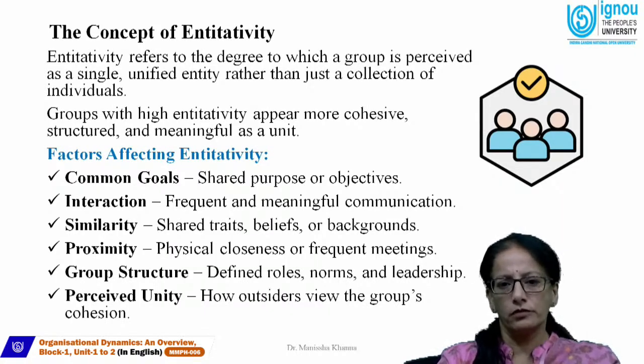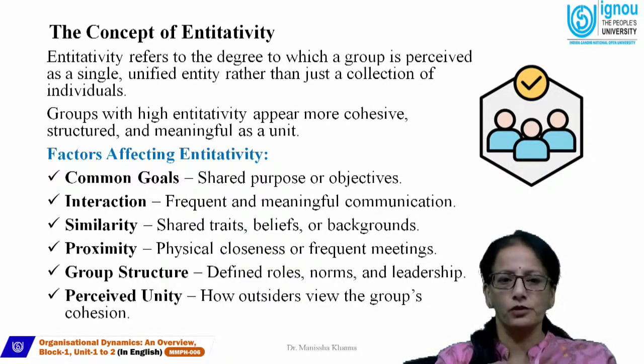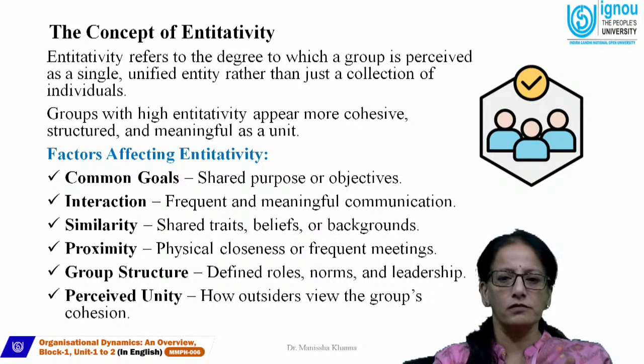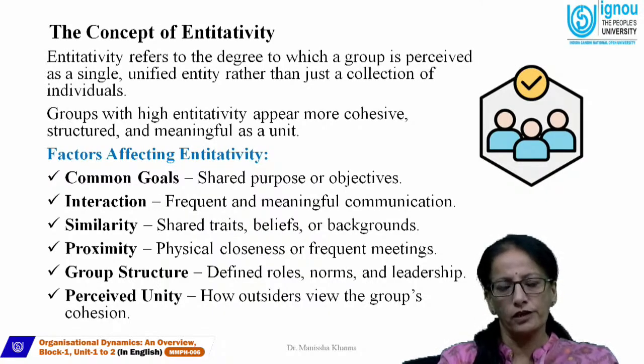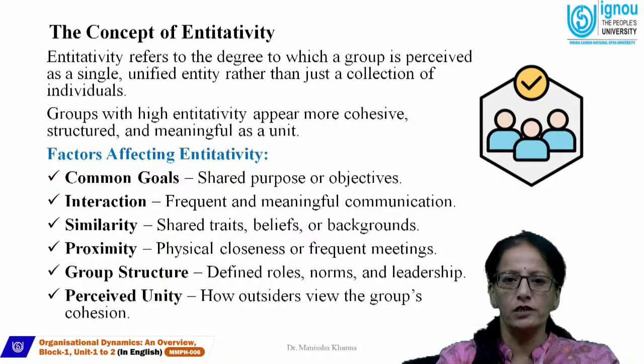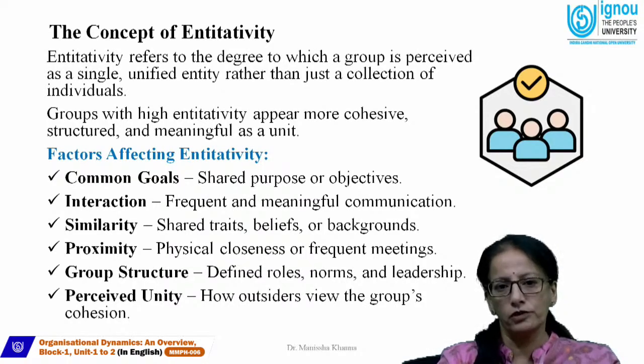Then is group structure. All the roles are defined, the norms are defined, and the leadership, because in absence of this, there is a major cause of group conflicts. Then is perceived unity: how outsiders view the group's cohesiveness. Other people outside the group say, oh yes, this is one of the best groups within an organization who work towards the shared goals. They have very similar traits, or they are combinedly moving towards the common goal.